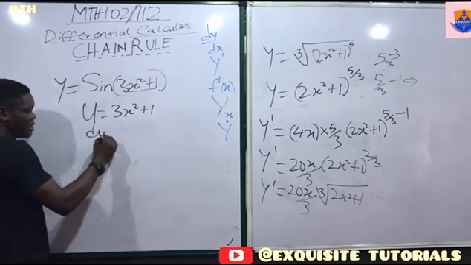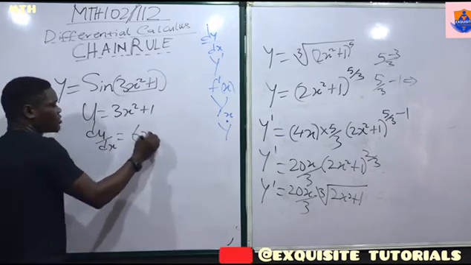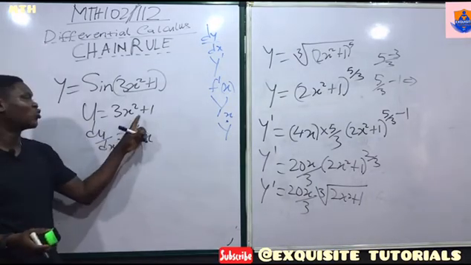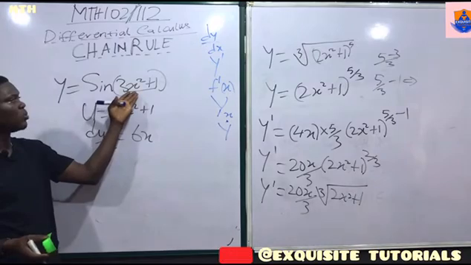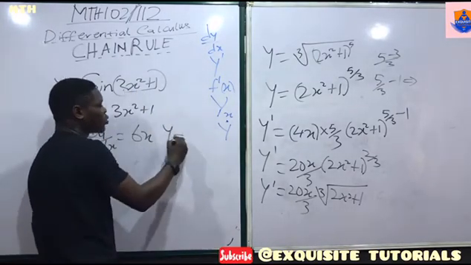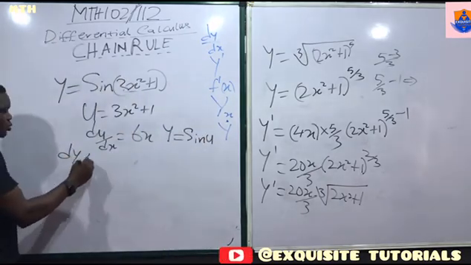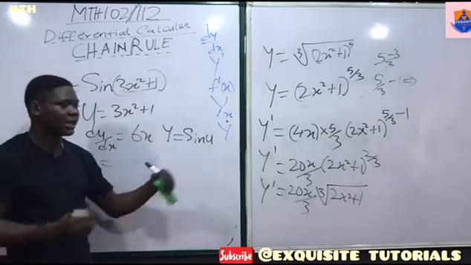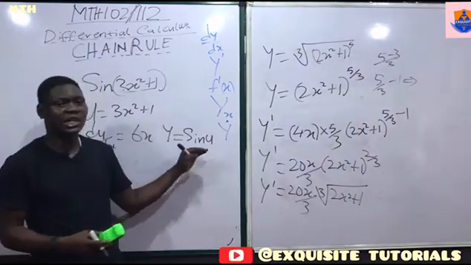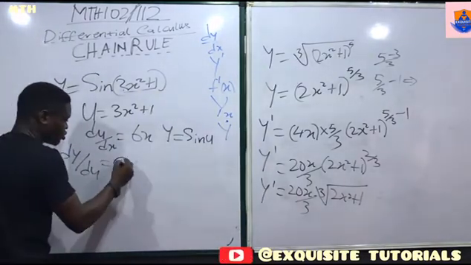Our du over dx becomes 3 times 2 is 6, so we have 6x. We have gotten our du over dx. Since we said u is 3x squared plus 1, anywhere I see 3x squared plus 1, I can change it to u. So instead of writing y equals sine this, I'll write y equals sine u. What will be our dy over du? Remember, when you differentiate sine, in our last class, I dropped a table that if you differentiate sine, you are going to have cos. So when I differentiate sine u, I will have cos u.